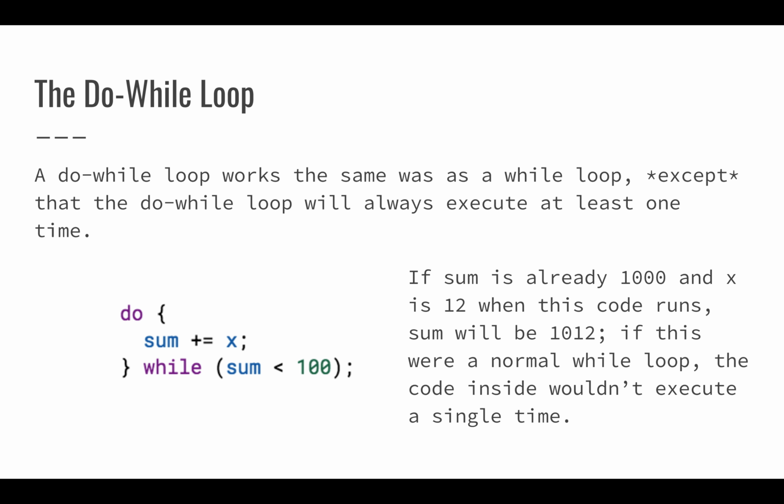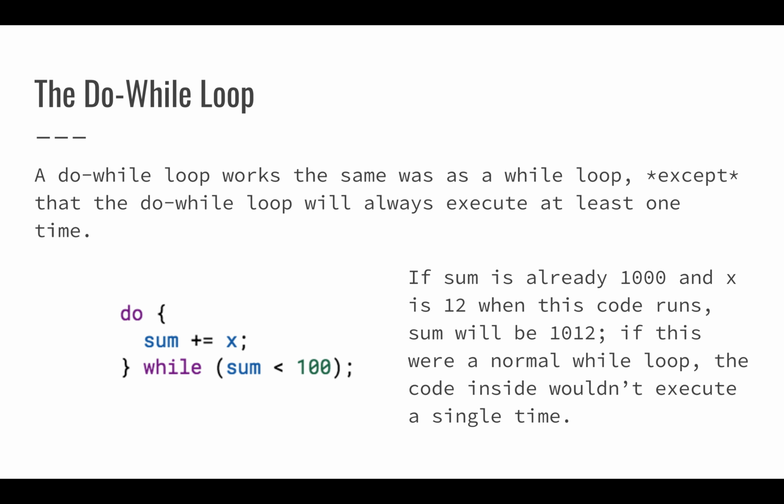We also have a do while loop. So the while loop evaluated before it ran anything. So if we had while counter is less than 10 and counter isn't less than 10 when it starts, well, that while loop will never run a single time. A do while loop, however, runs at least one time.